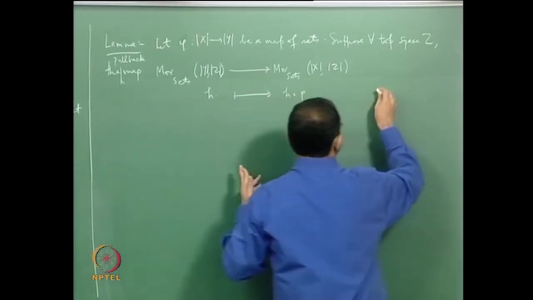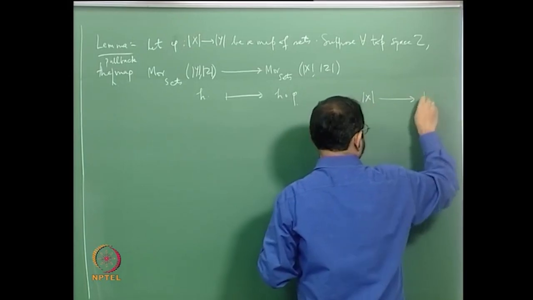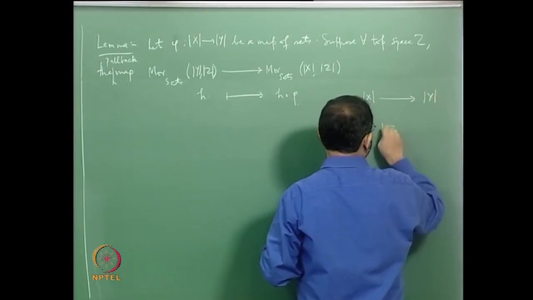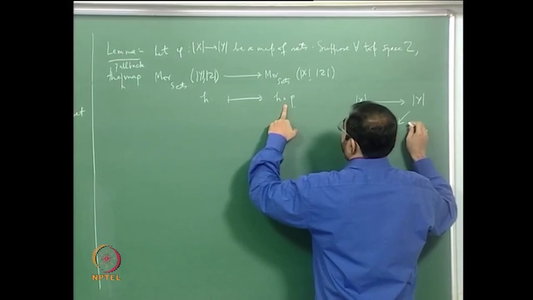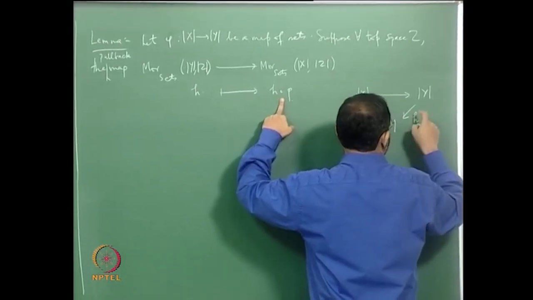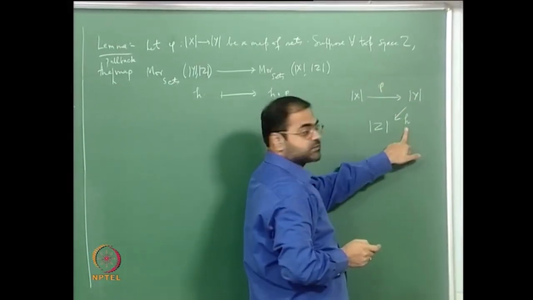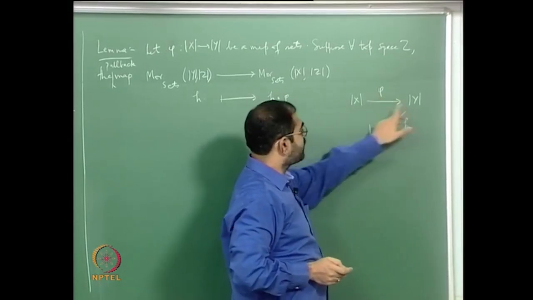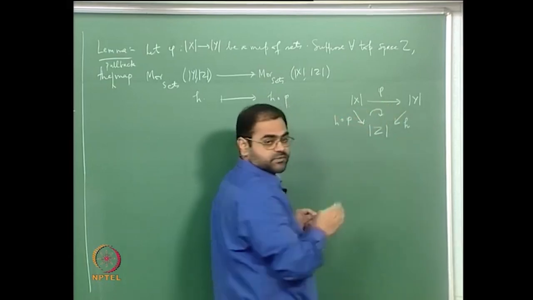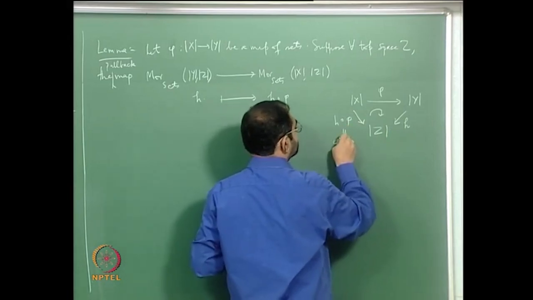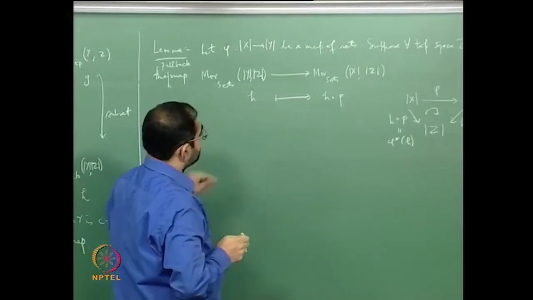So the diagram is like this. Here is the underlying set of the topological space X, this is the underlying set of the topological space Y, and then I have Z, the underlying set of the topological space Z. If you give me a set theoretic map phi from mod X to mod Y, and an H from mod Y to mod Z, I have this composition, which is first apply phi, then apply H. This is just phi upper star of H. It is a pullback map.